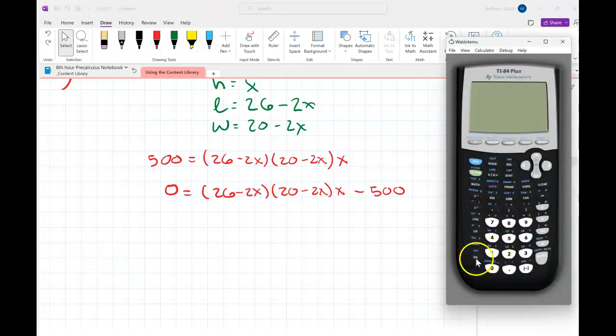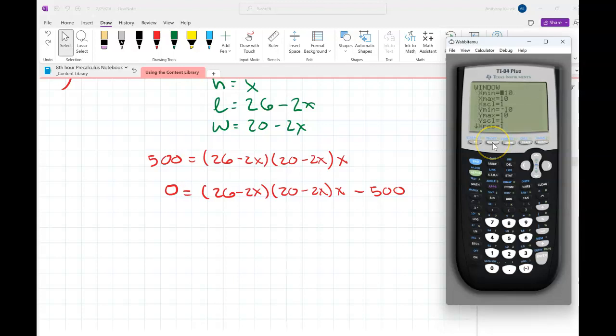So what we'll do is type into our y equals this equation exactly as we see it, set equal to 0. So 26 minus 2x times 20 minus 2x times x minus 500.